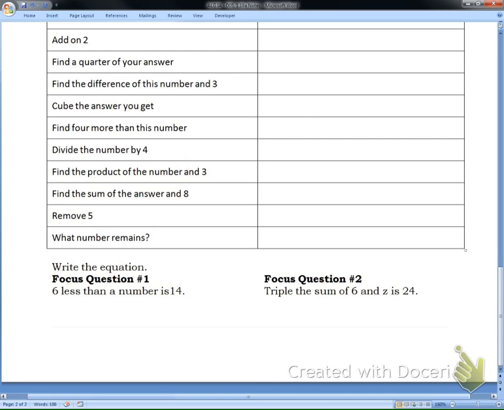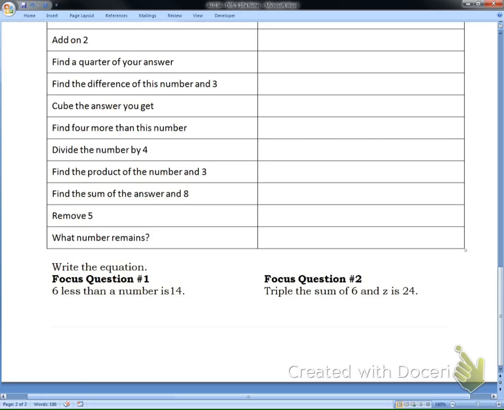Before I turn you on to your guided practice, let's apply these operation words to write equations. So you may be tasked with writing the equation given a verbal expression or verbal phrase. Let's look at focus question number 1. It says 6 less than a number is 14. So we need to write an equation based on this verbal phrase here.